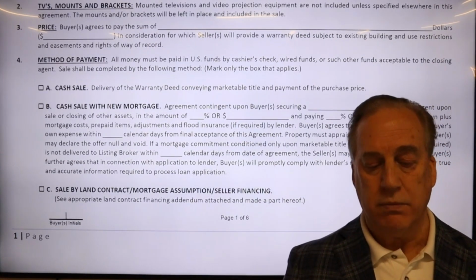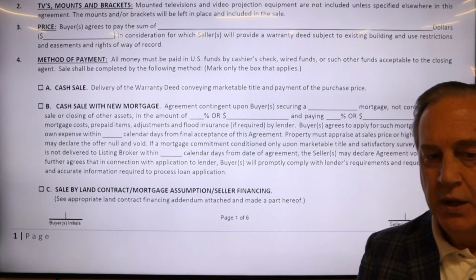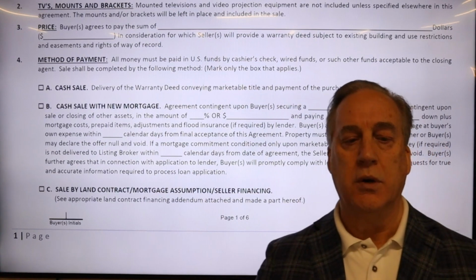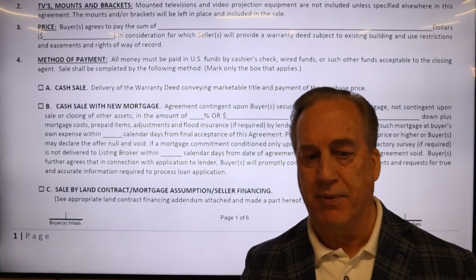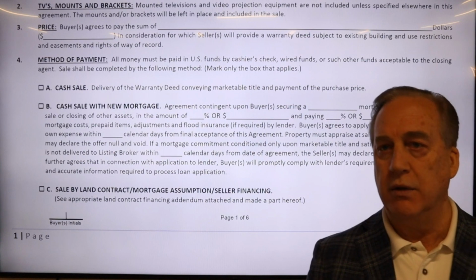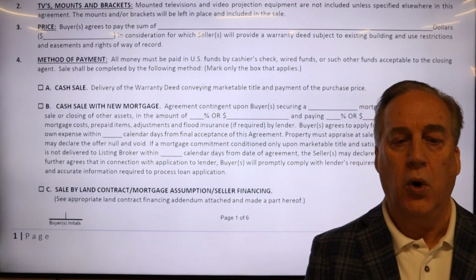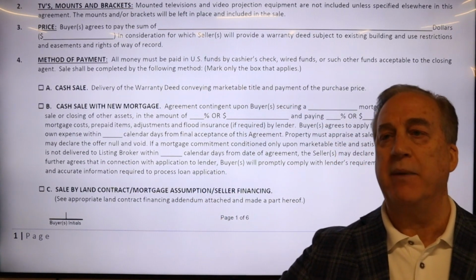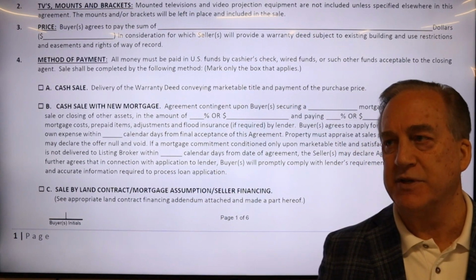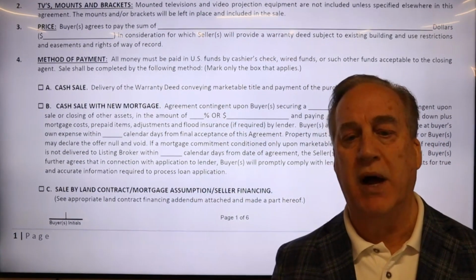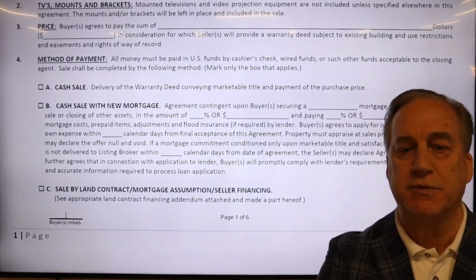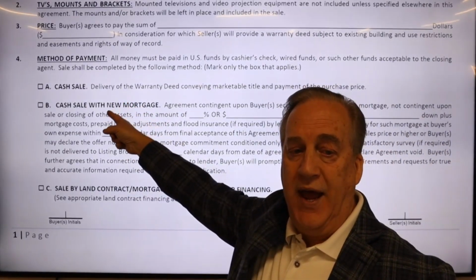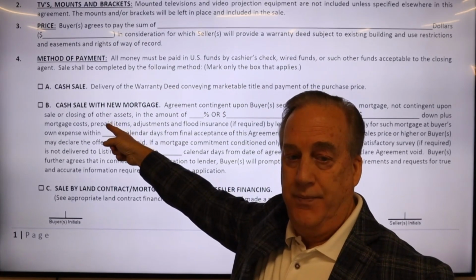Okay? Now, moving to paragraph number 4. This is a key one because it's outlining how they're going to purchase the property, be it with a cash sale with a new mortgage, or if they're looking for a land contract, mortgage assumption, some type of seller financing. And the other type of seller financing that we may have heard about is called a purchase money mortgage. What's going to be most common? We're either going to have A or we're going to have B.